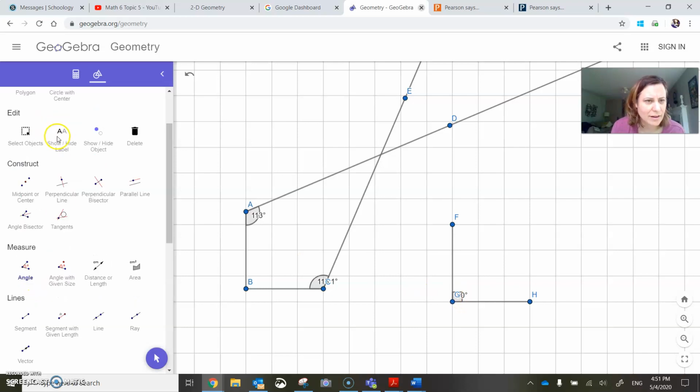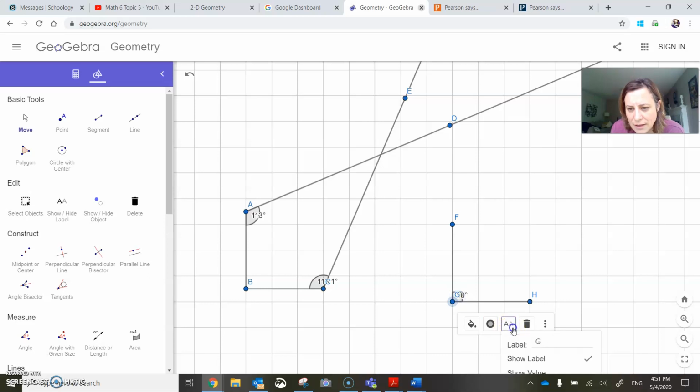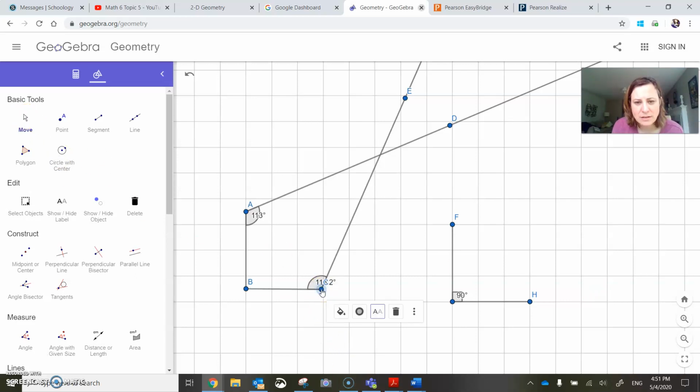I wonder if I can get rid of the letter there, because that letter is making me crazy. Label. Do not show label. Oh, hey, look at that. So if you grab your move tool and click on the point, whoops, click on the point and then on the letter, you can delete the label. So we can see how many degrees it actually is.